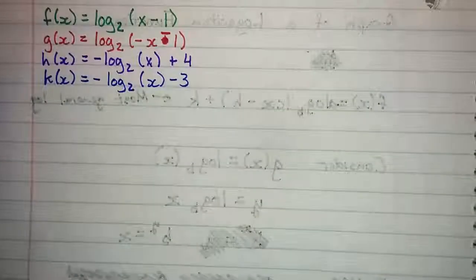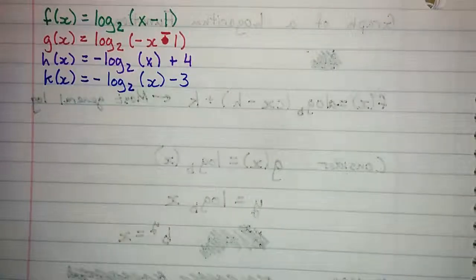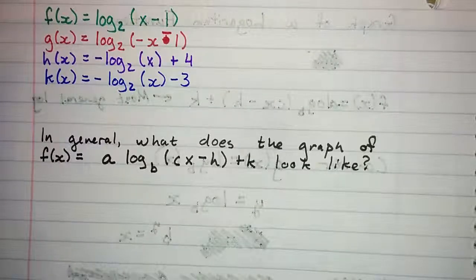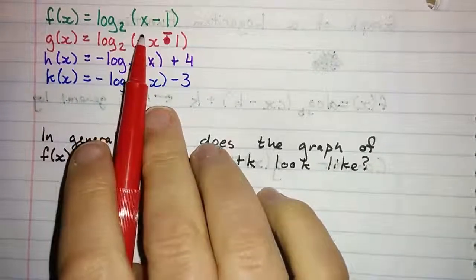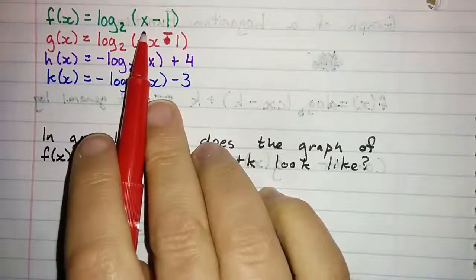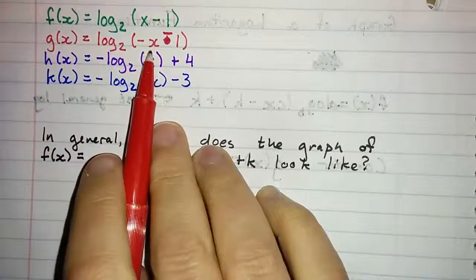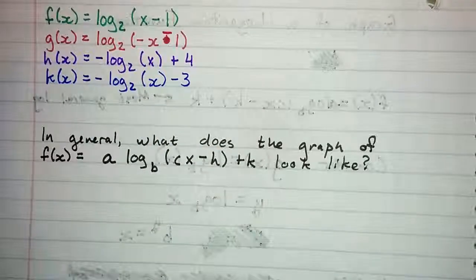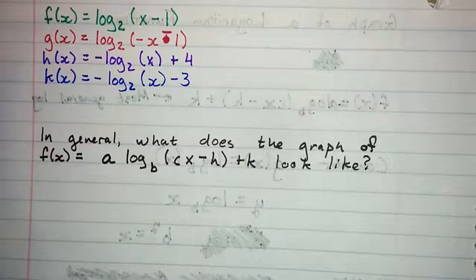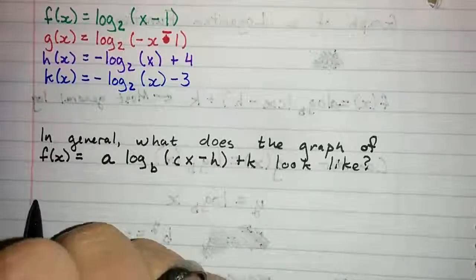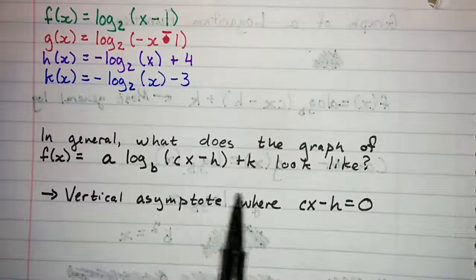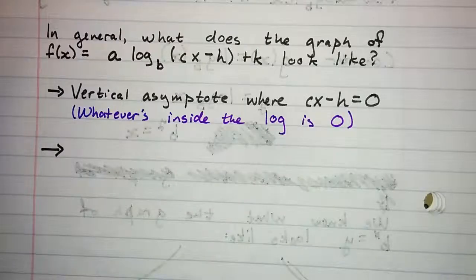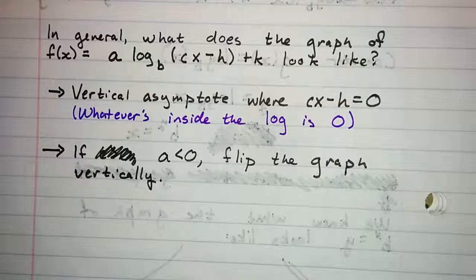Okay, we are in a position now to figure out what the graph of a log function looks like in general. First, let's figure out where the vertical asymptote is. This one had a vertical asymptote at x equals 1. This one had a vertical asymptote at x equals -1. I think in general, we'll have a vertical asymptote where whatever's inside the log is 0. And then if a is a negative number, we'll flip the graph vertically.